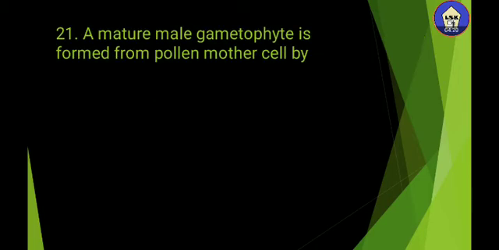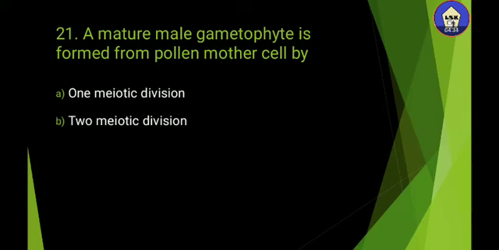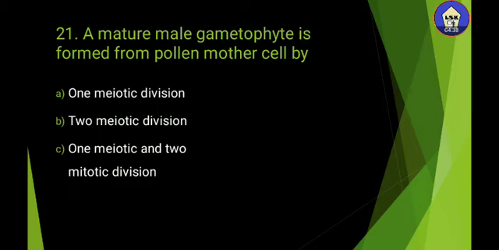Question number 21. A mature male gametophyte is formed from pollen mother cell by: 1 meiotic division, 2 meiotic divisions, 1 meiotic and 2 mitotic divisions, 3 meiotic divisions. So what is the right answer?